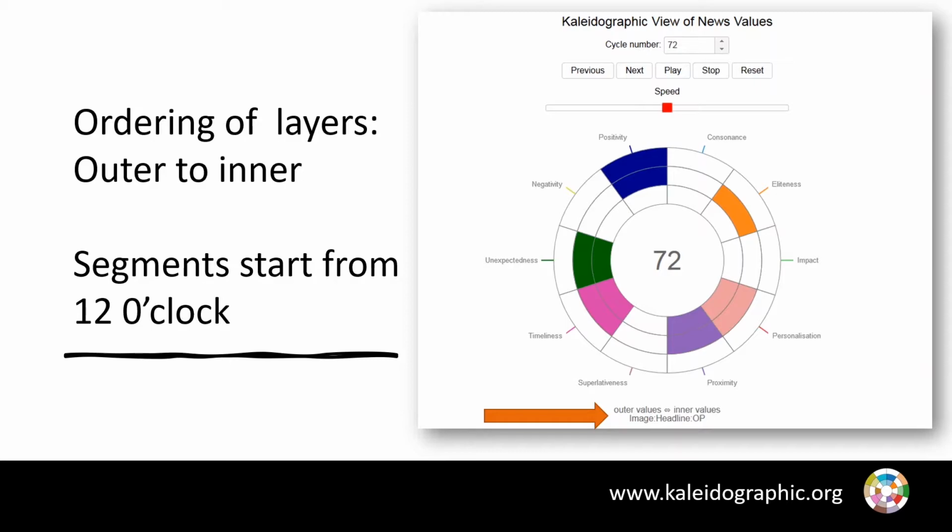And when the Kaleidographic Builder constructs the visualization, it starts with the segments from 12 o'clock and then moves clockwise around in a circle to organize those segments. So your first segment will always appear at that 12 o'clock to 1 o'clock position. And in this example here, that's the segment consonants.